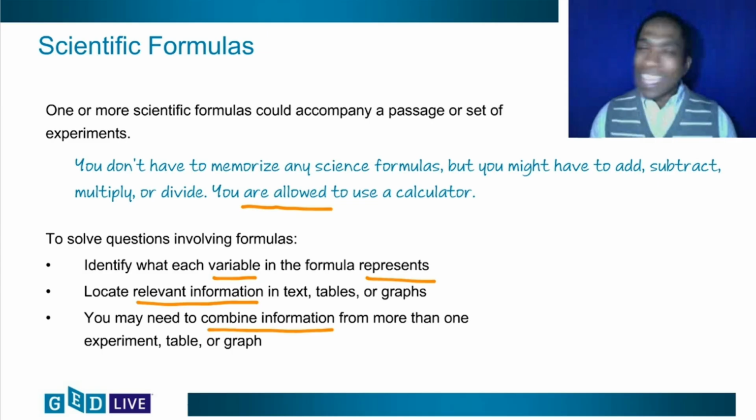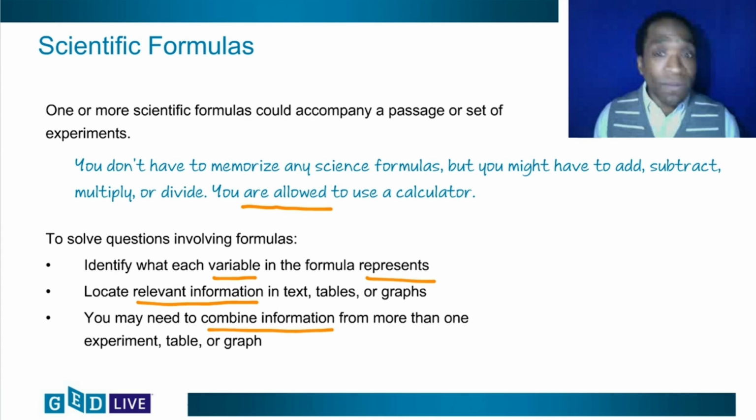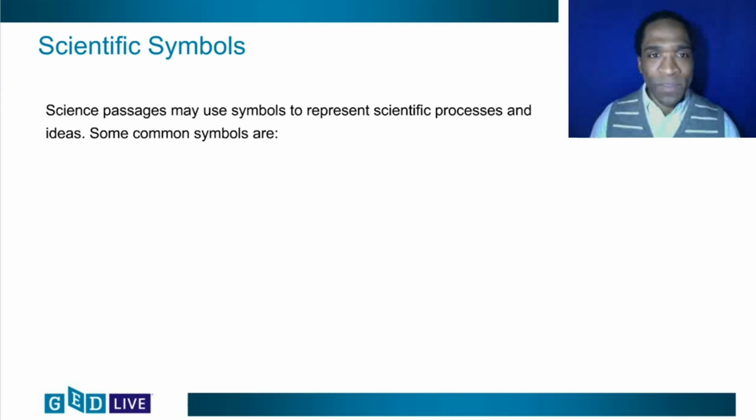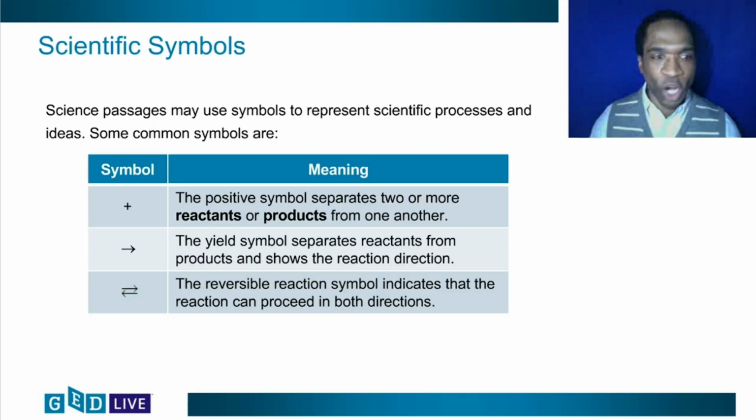Okay, in addition to formulas, which we'll talk about in greater detail a bit later, there are science symbols that may appear, and you'll need to understand them. So here we go with that. For our symbols, when it comes to passages, of course, you might have to deal with symbols, and this will go along with scientific processes and ideas. There are three common symbols that you want to be able to spot and understand. And here's a little chart for them.